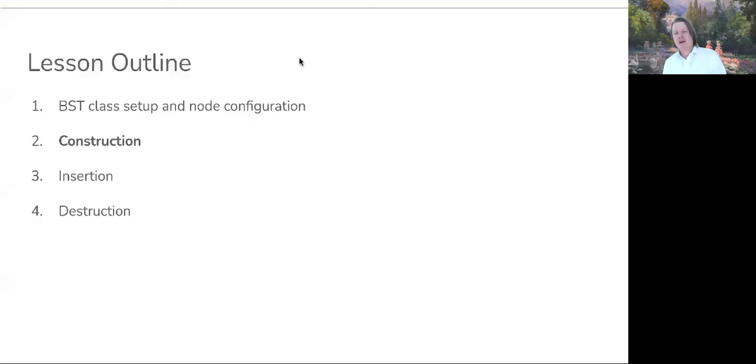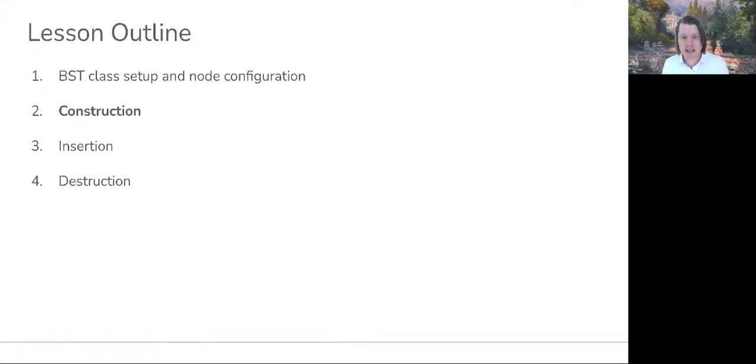Howdy and welcome back. So we're going to go ahead and get into the construction of our binary search tree objects. We're going to see a default constructor, which is going to essentially set up an empty binary search tree, and then we'll go ahead and see how we can implement a parameterized constructor that will take, say, some data, some key value, and create a binary search tree that's going to start out with a single node.